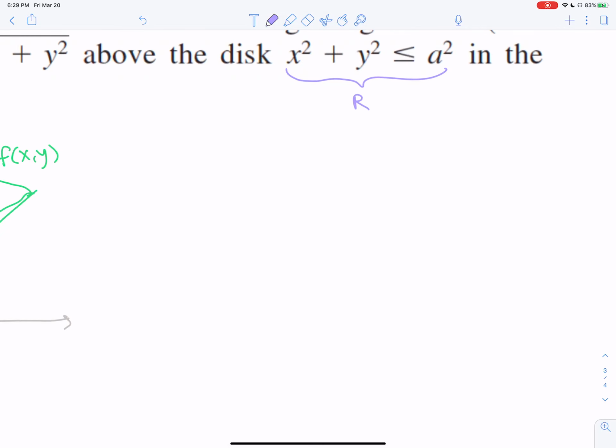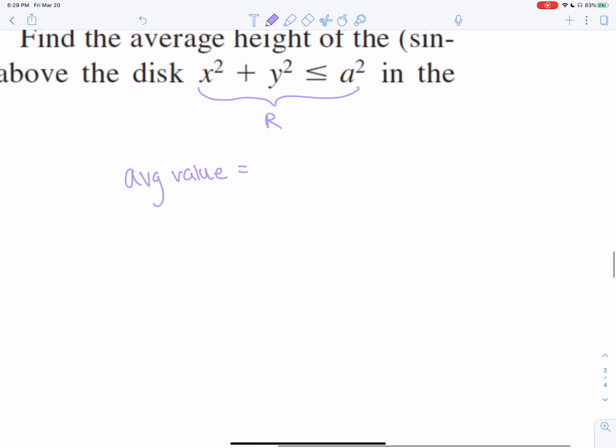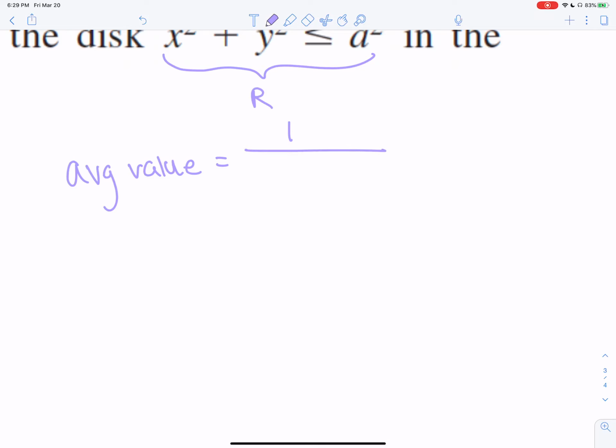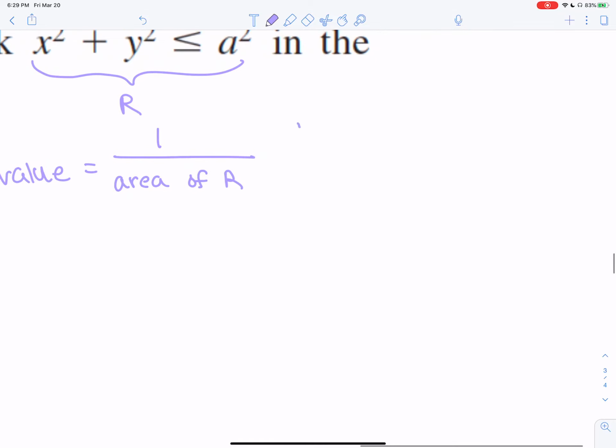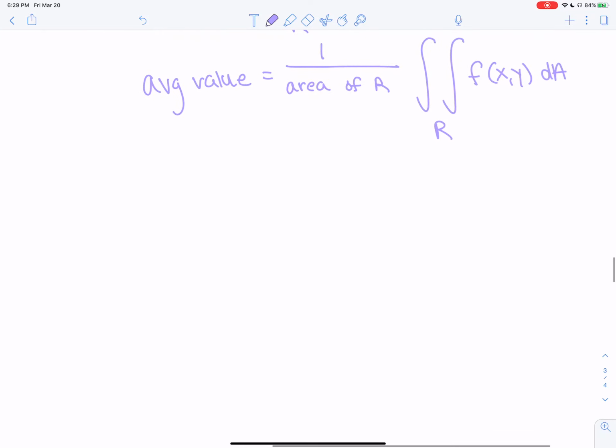So remember our average value formula is 1 over the area of R times the double integral over R of your function dA. All right, so that's the general formula. So let's apply it to this case. So now we're looking for the average height.